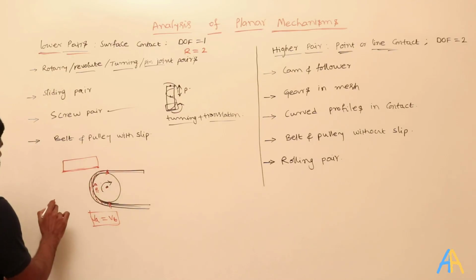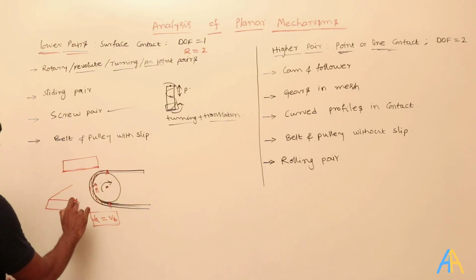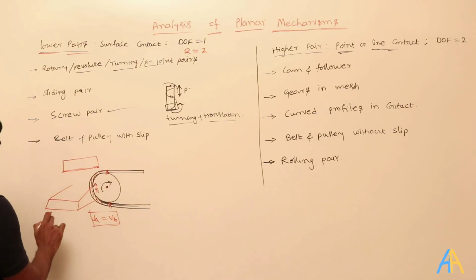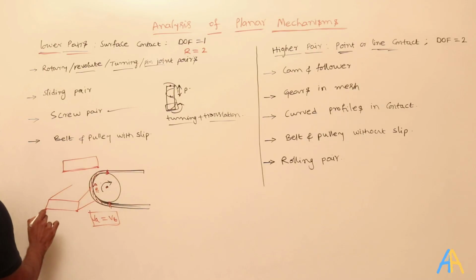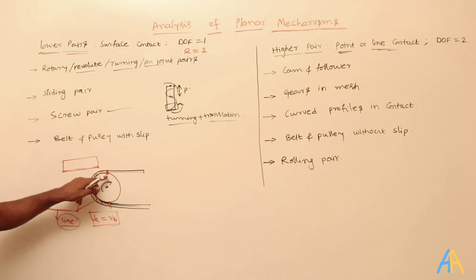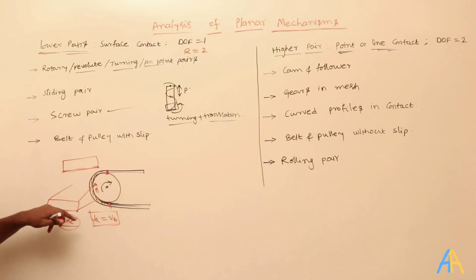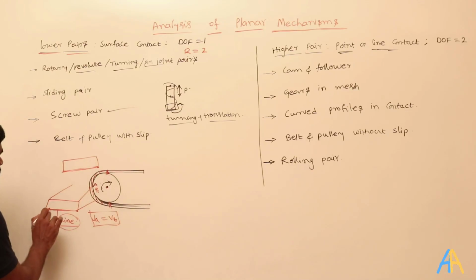How can you see it? If you cut this and then see, for example, this is the belt. This is the portion, this edge is this one. This edge is this one, and that means it is a line. This is the line. So whenever there is no slip, the only portion in contact with the pulley is this line here, and here also this line. So whenever there is a line or point contact, then it becomes a higher pair.